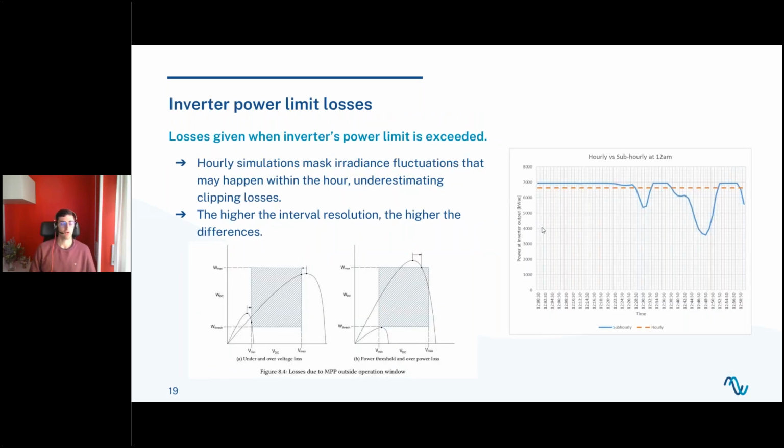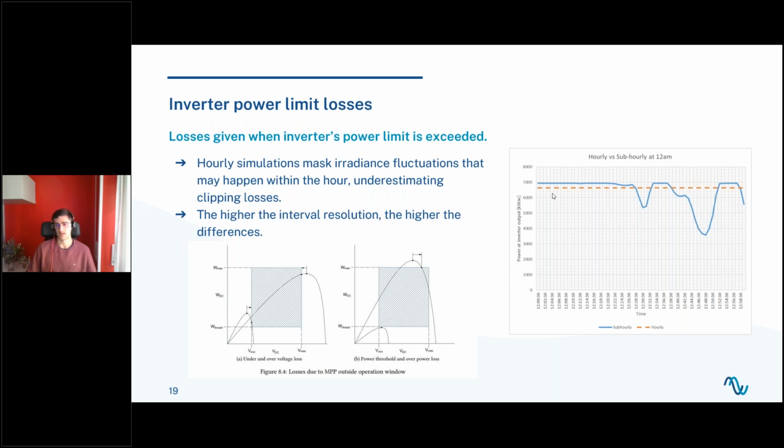The last loss, if we go to the inverter power limit losses, as we know, inverters have a window of operation where if we go above a certain value of power, we are incurring into some losses that are normally related to the DC-AC ratio. And here, what's happening is the fact that with hourly simulations, we are taking the average irradiance of the hour, calculating what's the power that we can get from that irradiance. And if it's below the maximum, we are not incurring into a loss. If it's above, we are doing so.